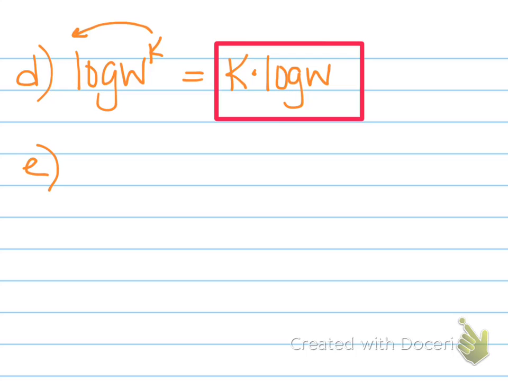Moving on to E, the 5th root of x. Remember, if there's no exponent on the number or the variable, it's always a 1. So this becomes x to the 1/5 power.